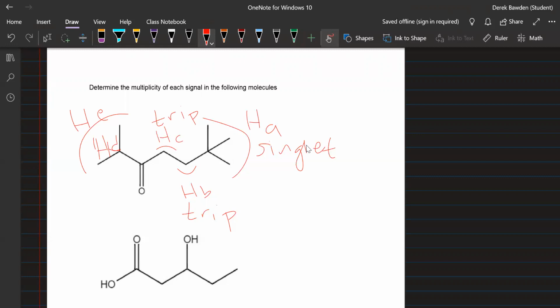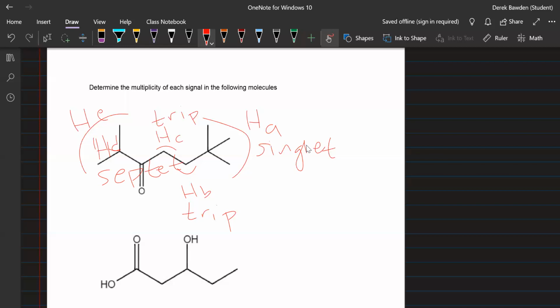Six neighbors, perfect. All of the HEs, okay? So with six neighbors, how many peaks is that going to be? Does anyone remember what 7 is? Yep, it is a multiplet. There's a specific name that I'm not 100% sure you need to know, but I would get used to it: septet. Septet.